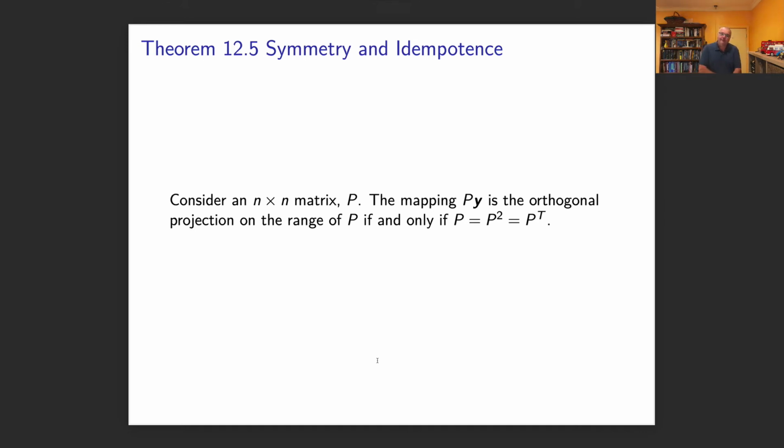So how are we going to find it? Well, the nice thing is, if you have any arbitrary n by n matrix P, the mapping Py is the orthogonal projection on the range of P if and only if P equals P squared equals P transpose. As long as you've got this thing which we call idempotence, that is, when you multiply it by itself you still get P, and if you take the transpose of it you still get P, that is your orthogonal projection.